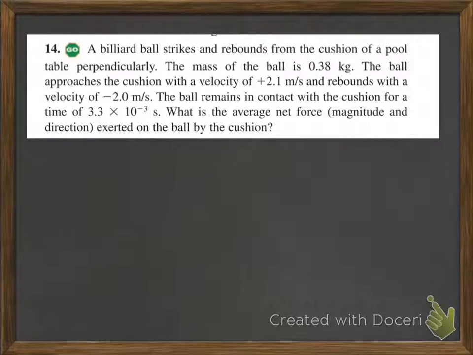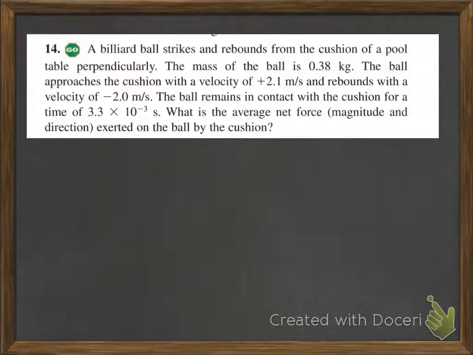Okay, so now we have a billiard ball that strikes and rebounds from the cushion of a pool table perpendicularly. The mass of the ball is 0.38 kilograms, and the ball approaches the cushion with a velocity of 2.1 meters per second and rebounds with a velocity of -2 meters per second. The ball remains in contact with the cushion for 3.3 times 10 to the -3 seconds. What is the average net force exerted on the ball by the cushion?